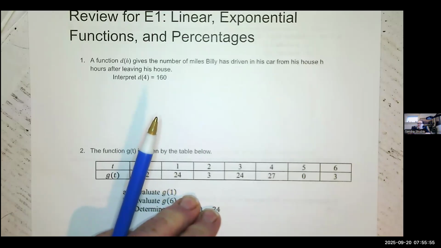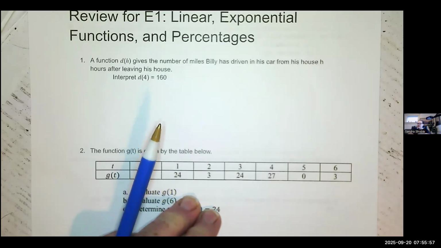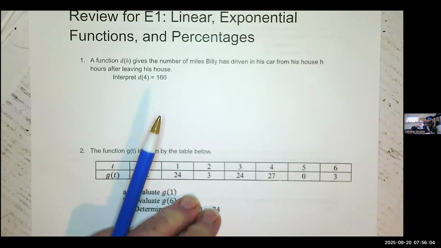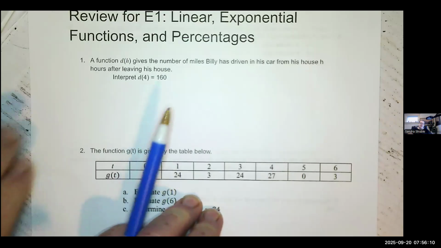So the first one is a function d of h that gives the number of miles Billy has driven in his car from his house h hours after leaving his house. It says to interpret d of 4 equals 160. So I just want you to interpret what's happening here.